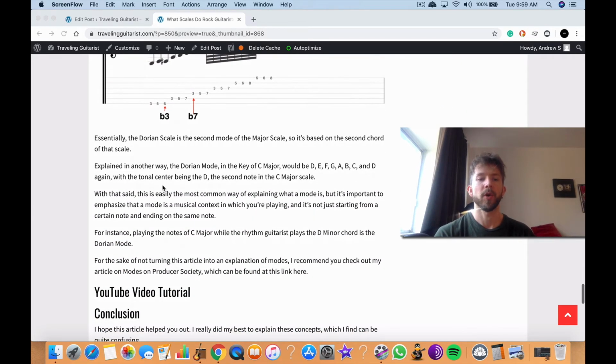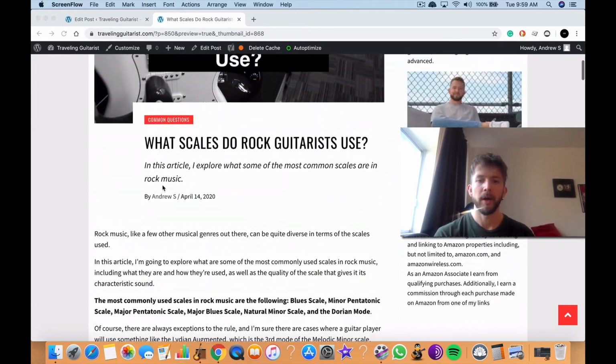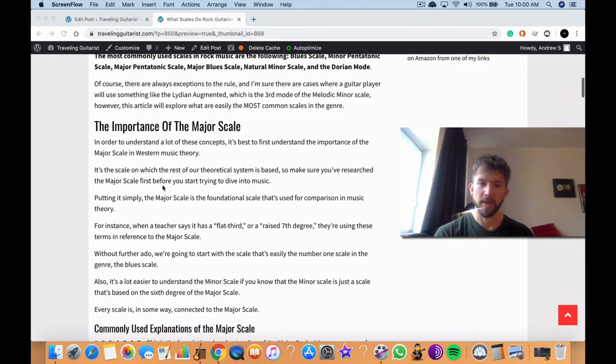But anyway, if you want to read more about the theory and really understand what these things are, make sure you check out the article.